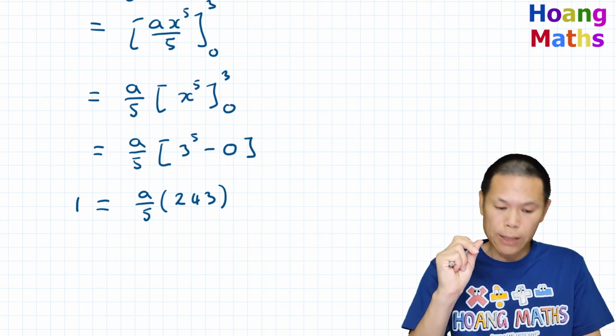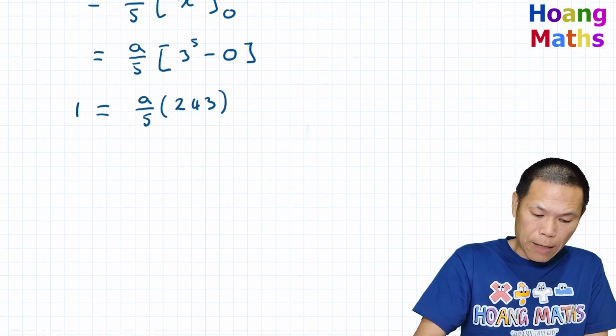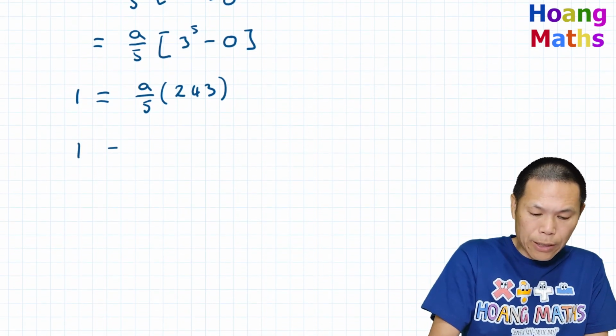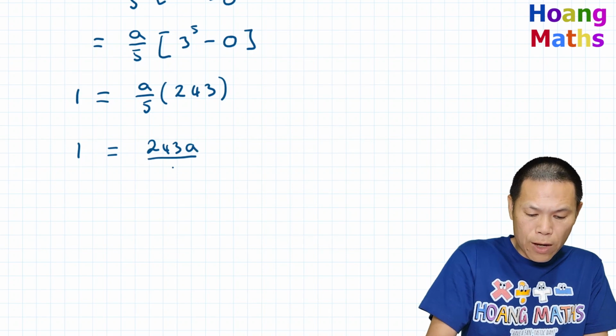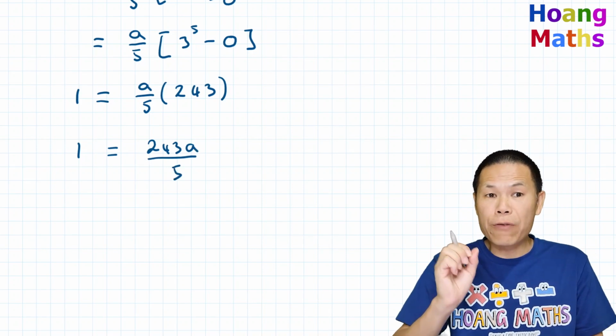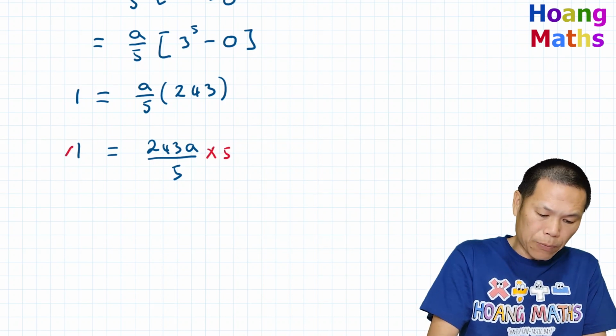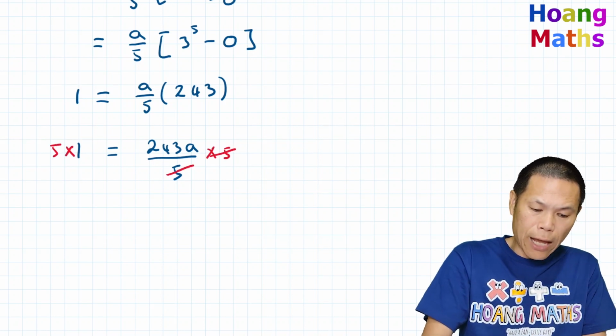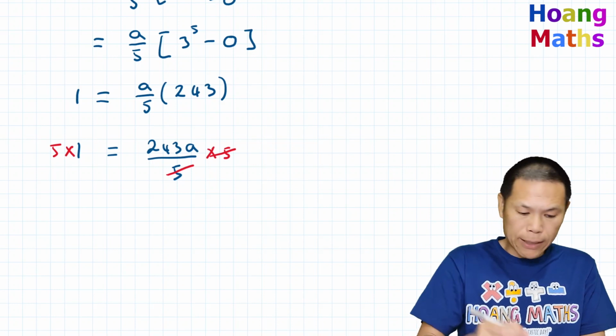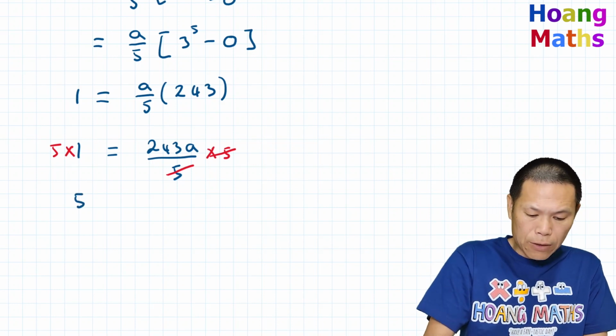So now to solve this, that is exactly the same as 1 is equal to 243a over 5. So I times by 5 on both sides. This cancels out on the right hand side, and on the left hand side, 1 times 5 is 5.